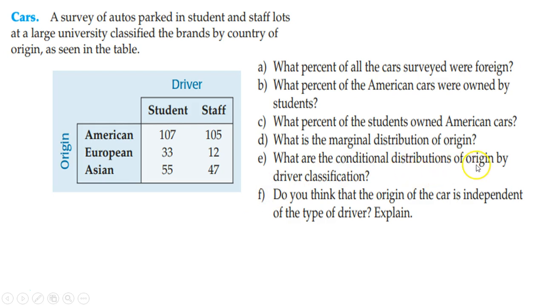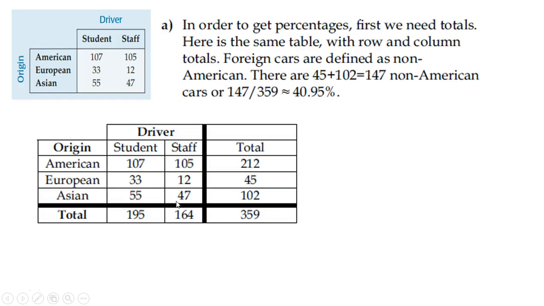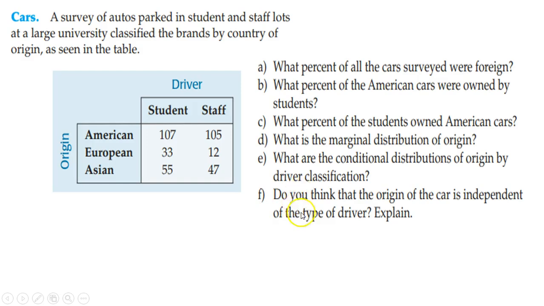What are the conditional distributions of origin for driver classification? Driver classification would be this divided by this and this divided by this. So 195 divided by 359, roughly 54.32%. And right here 164 divided by 359 is roughly 45.68% of those.